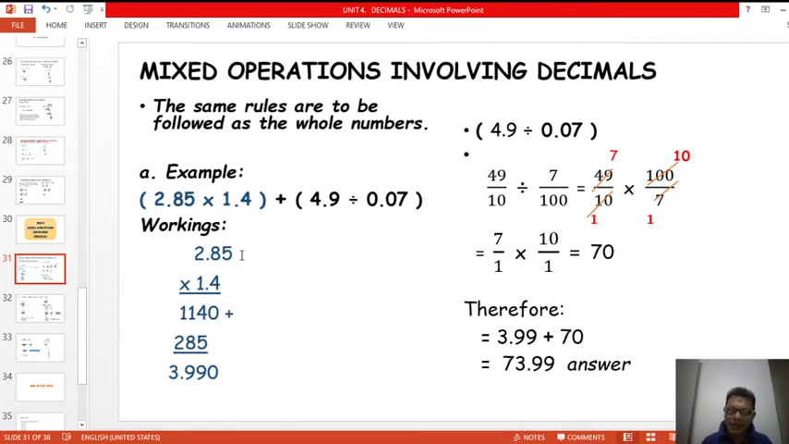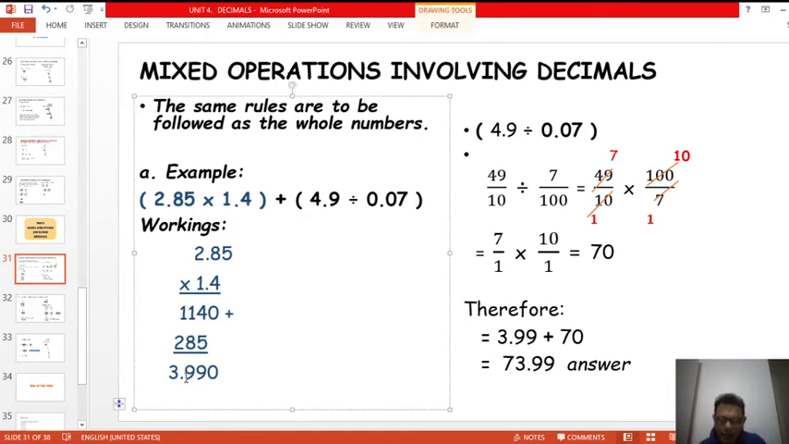Then deal with this one. Again, 1 times 5 is 5, 1 times 8 is 8, 1 times 2 is 2. So add them up, we get 0, 9, 9, and 3. Then, I'll just explain from here. So that's actually the answer.